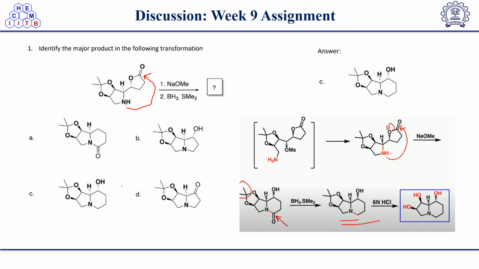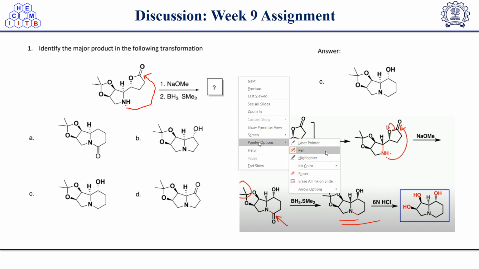So the correct answer is option C. That is, first this sodium methoxide will help in the cyclization, and this BH3·SMe2 will help in the elimination of this carbonyl group. So I hope it is clear.